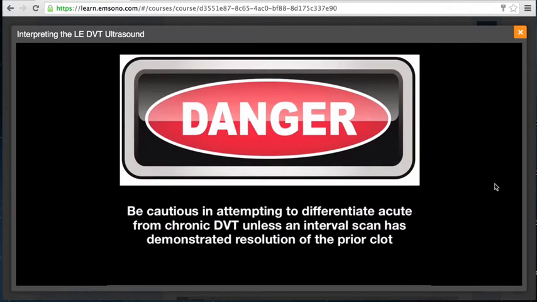So regarding acute from chronic DVTs, unless you can document that the patient had an interval scan that demonstrated complete resolution of the prior clot, just be very careful here.